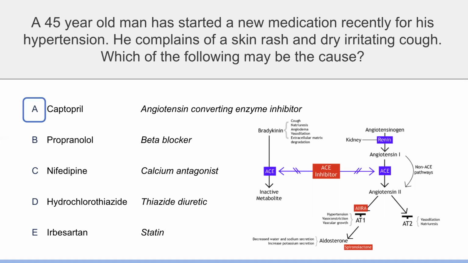Yep, so normally ACE enzymes also break down bradykinin. If we inhibit it, then we have more bradykinin, leading to that dry cough as a side effect. Again, another buzzword. If you see dry cough and hypertension, it's very likely related to ACE inhibitors.